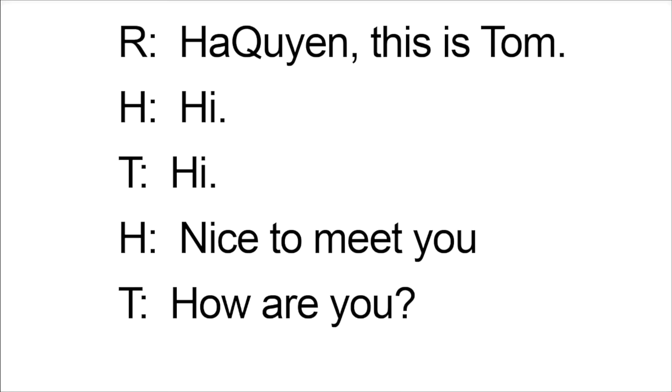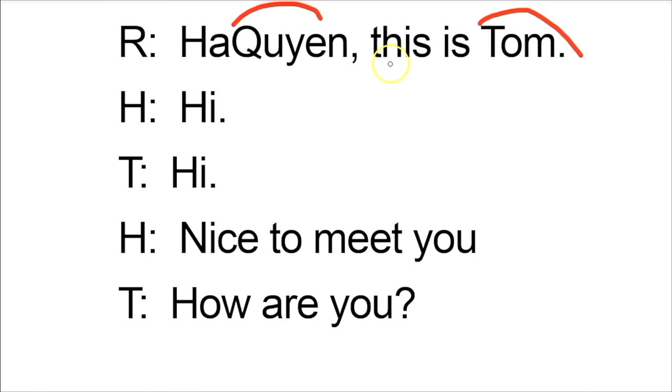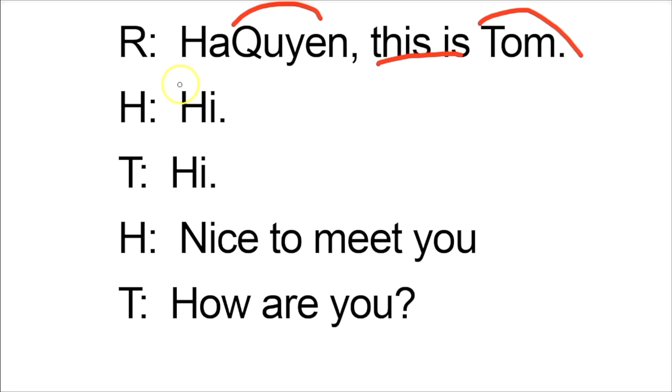And now for that analysis. And this is Tom. Did you notice how the second syllable of Haquen and the syllable Tom were the most stressed? They have that up-down shape, especially Tom, which came down in pitch at the end of the sentence. We want this shape in our stressed syllables. The two words, this is, were flatter and quicker. Both words, hi, hi, had that up-down shape.